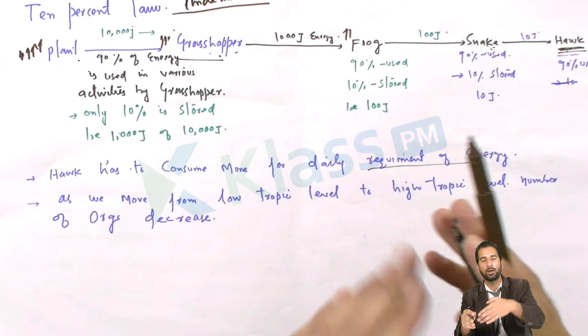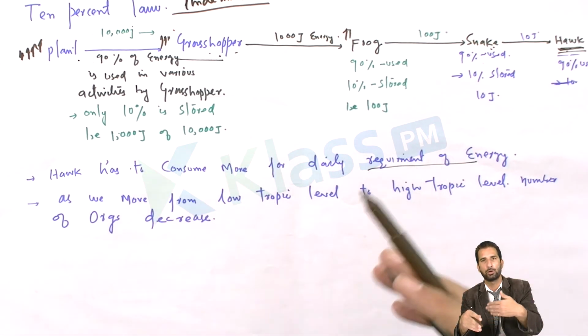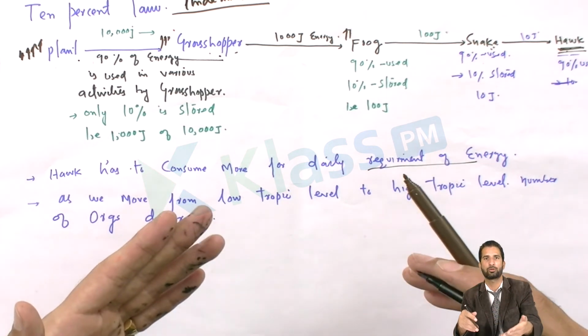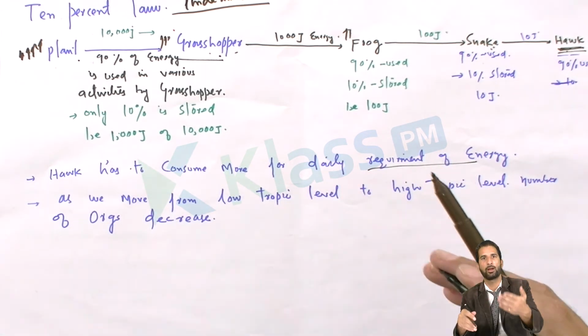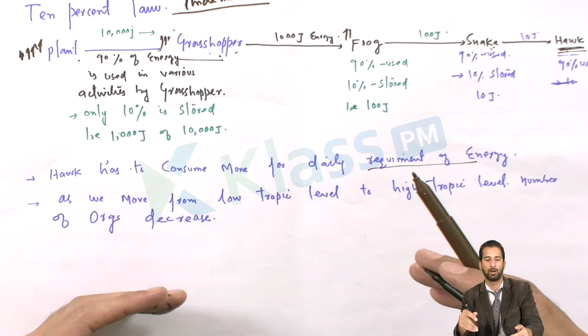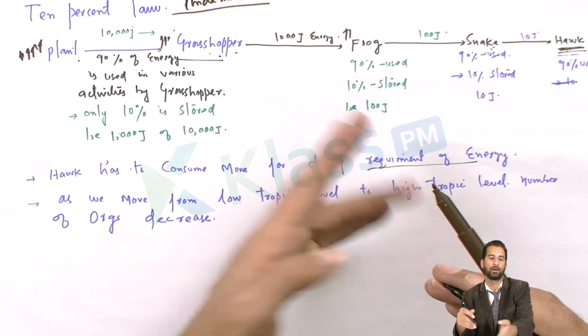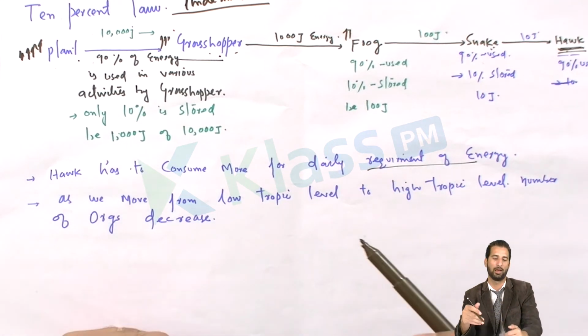So the frog, in order to fulfill its body needs, its energy needs, will consume more grasshoppers. So compared to frogs, the number of grasshoppers would be more. The number of grasshoppers would be very large.